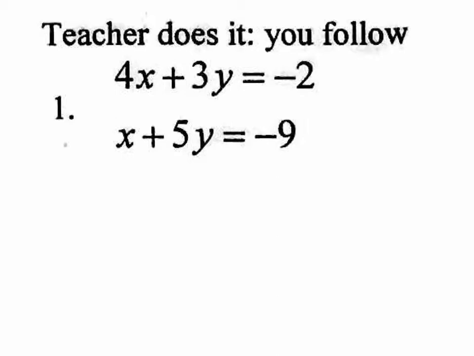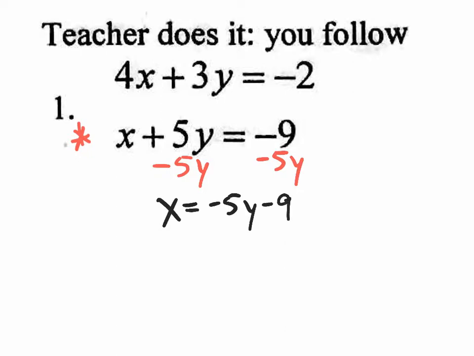So the easier choice, if you think about it for a couple of seconds, is the bottom equation. So I'm going to pick this bottom equation and I'm going to solve for a letter. Now obviously it's easier to solve for x because all you have to do is subtract 5y. And you will have x equals negative 5y minus 9. So that was step one. Pick an equation and solve for a variable.